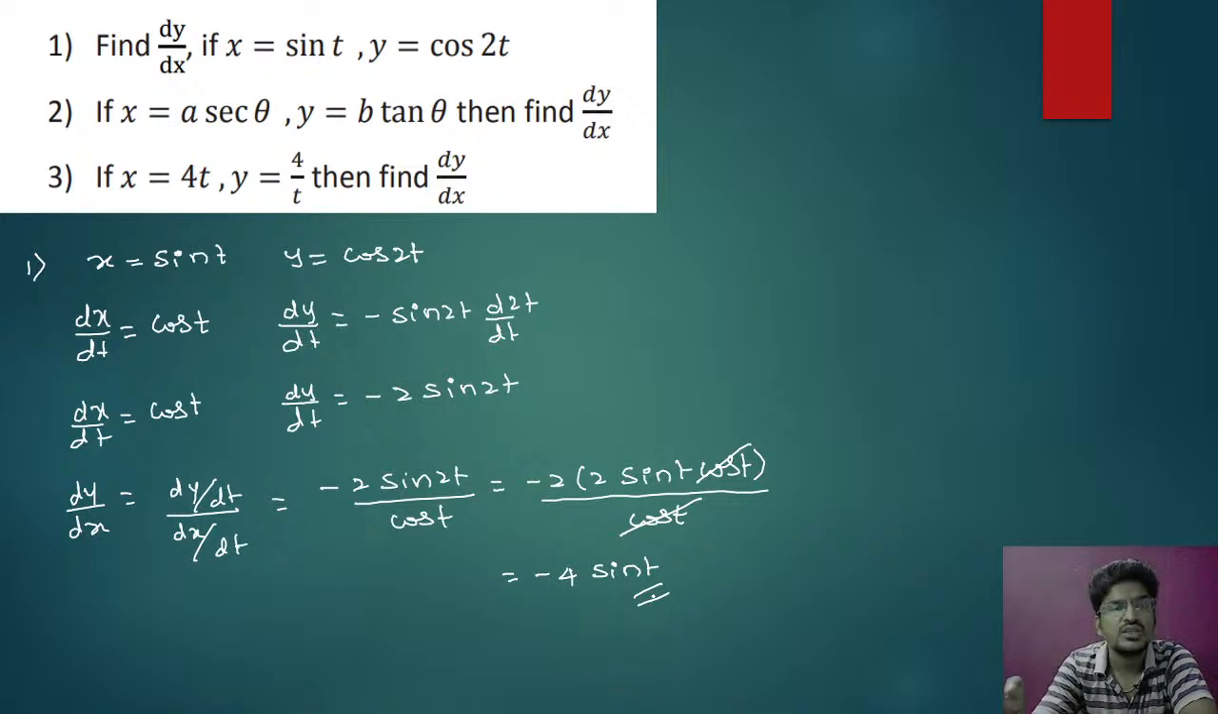Clear? So very simple. First you take differentiation of x, that is dx by dt. Differentiation of y, that is dy by dt. So dx by dt will be cos t. Dy by dt will be minus 2 sin 2t. So you calculate dy by dx. That will be dy by dt divided by dx by dt. So simplify it, put the formula of sin 2t. So you will get minus 4 sin t.